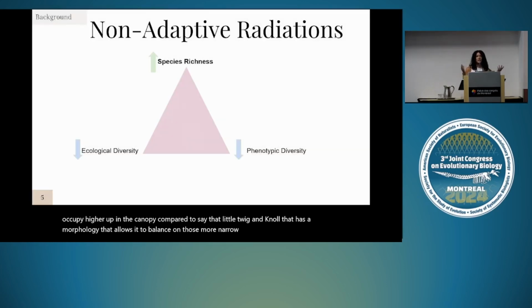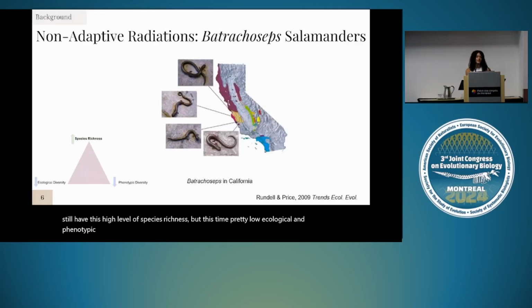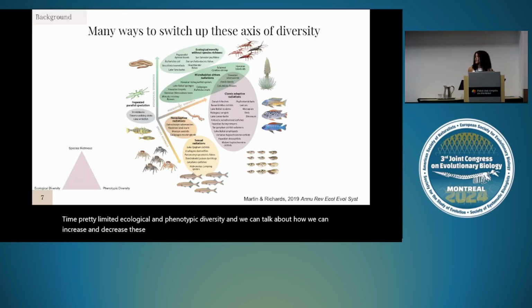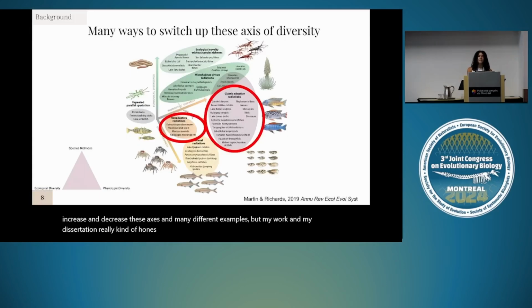Now, we have a counter case to adaptive radiations, right? And these are non-adaptive radiations, where we still have this high level of species richness, but this time pretty low ecological and phenotypic diversity. An example of this is the Batrachoseps salamanders in California, where we see this nice radiation, but this time pretty limited ecological and phenotypic diversity. And we can talk about how we can increase and decrease these axes in many different examples, but my work and my dissertation really hones in on non-adaptive and adaptive radiations.